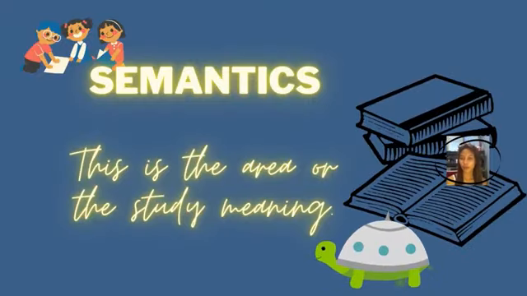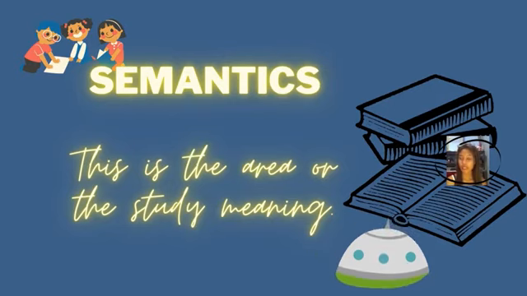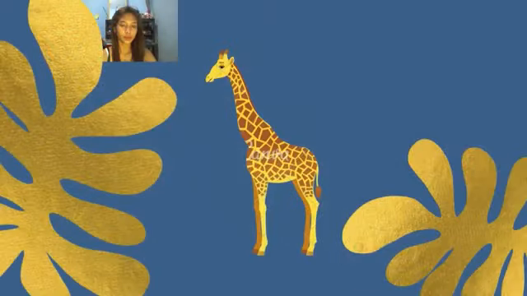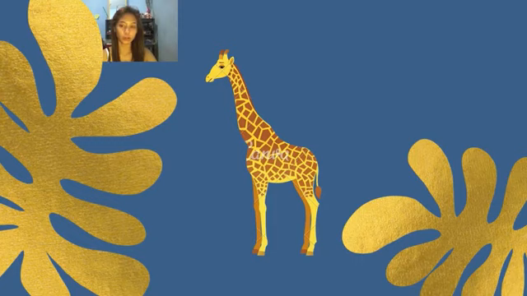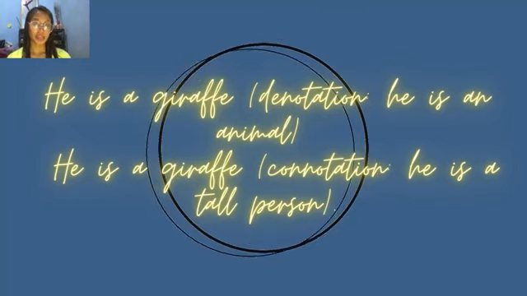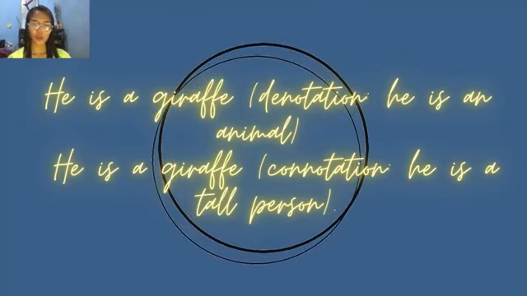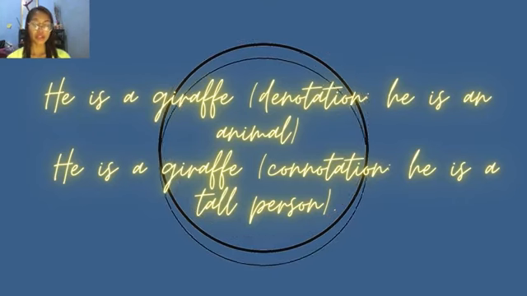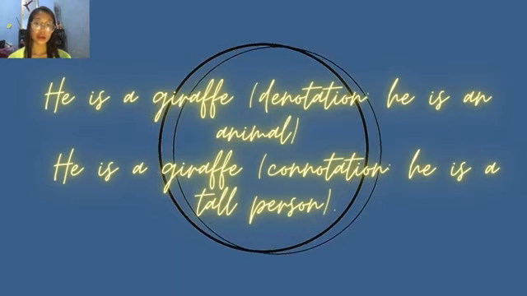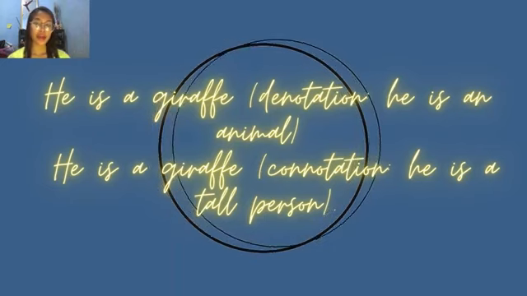Now that we're done with the level of sounds, words, and sentences, let us continue with semantics. Semantics is the area or the study of meaning. Now, to better understand this, we have an example. We have here a picture of a giraffe. Now, what does it mean? When someone says, he is a giraffe, what does it mean? For denotation, it means he is an animal. But when it is a connotation, it means he is a tall person.